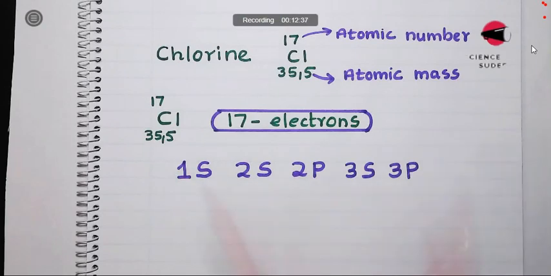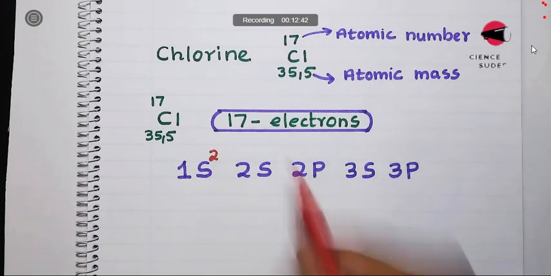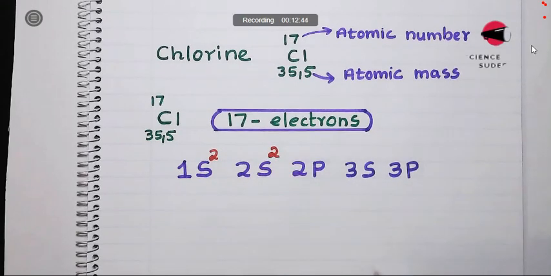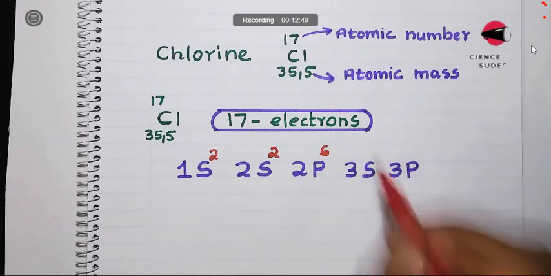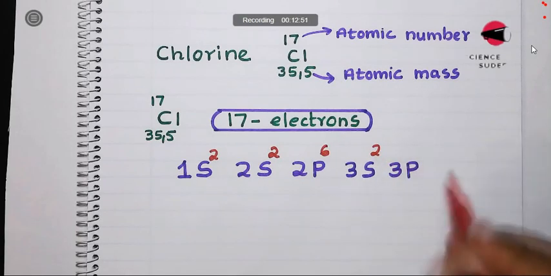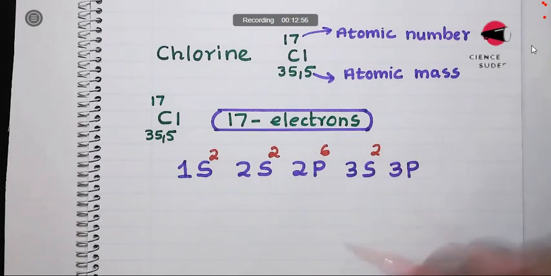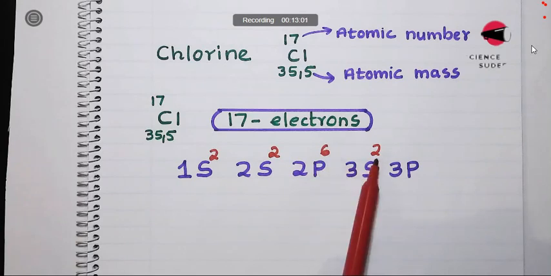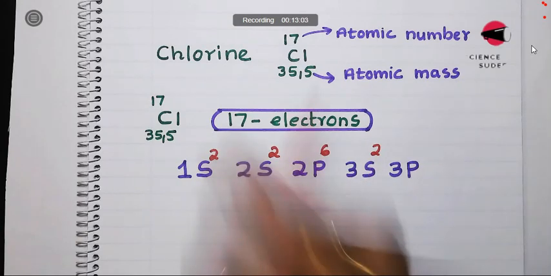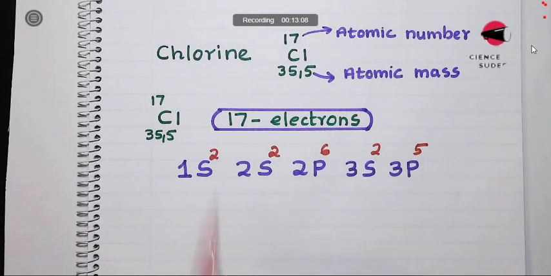1s is an s orbital. It can have 2 electrons. 2s is an s orbital. It can have 2 electrons. 2p is a p orbital. It can have 6 electrons. 3s is an s orbital. It can have 2 electrons. For 3p, we have to check how many electrons we have left. 2 plus 2 is 4, 4 plus 6 is 10, 10 plus 2 is 12. We are left with 5 electrons to make it 17. So those 5 electrons I put here. If you count the total number of electrons here, you can see that they are 17.